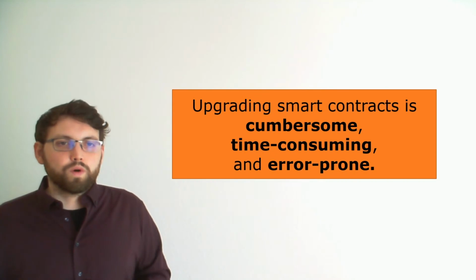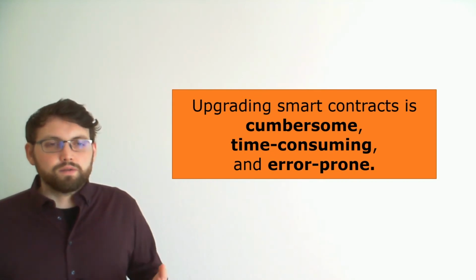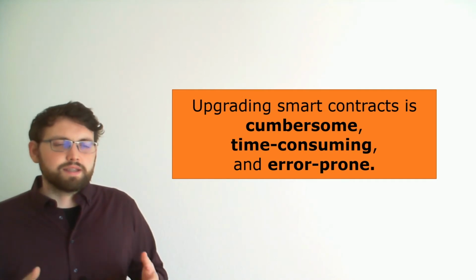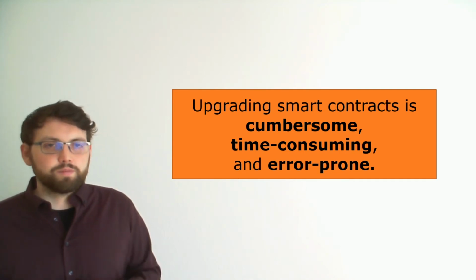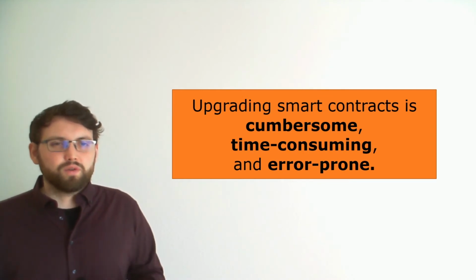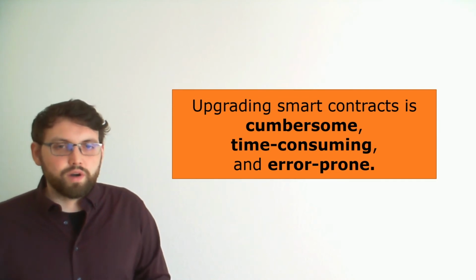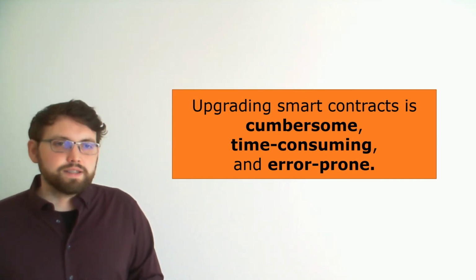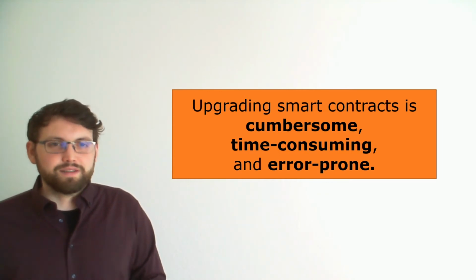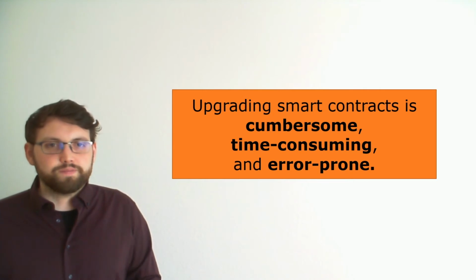Now, what can we conclude from this? Currently, smart contract upgrading is really cumbersome. It's time consuming. If you use the migration pattern, you have to do all this manual migration, and it's error prone. If you use the proxy pattern, you really have to make sure that everything works correctly. Now, this is nothing that you want with a smart contract that might handle millions of dollars. So we really need some automation here.